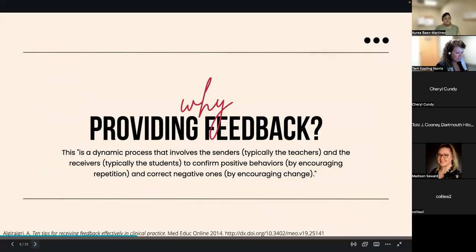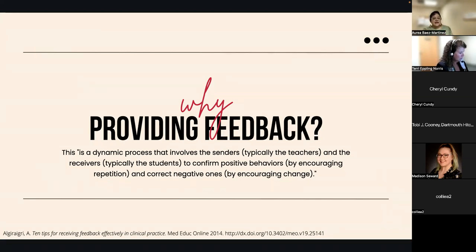So let's dive in. Why are we providing feedback? Because this is a dynamic process where the senders, in this case, typically the teachers, and the receivers confirm positive behaviors and encourage repetition, and correct negative ones by encouraging change. One of the things we like about feedback is that it allows us to see what we can do better, what we need to correct, and it gives us room to grow.